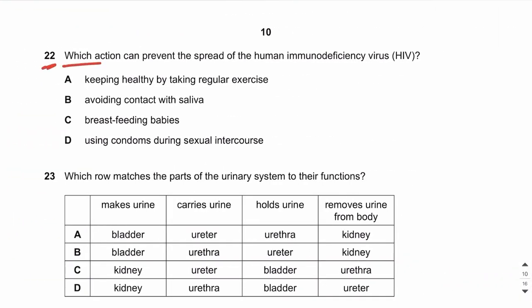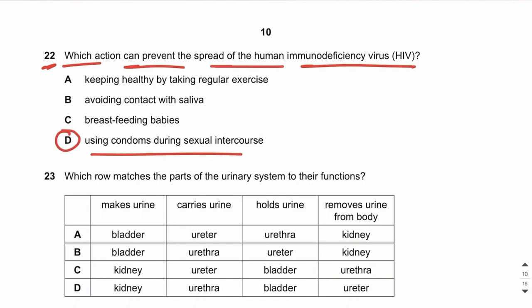Which action can prevent the spread of human immunodeficiency virus, HIV? So guys, you should know that HIV transmission is via sexual intercourse, and the spread of HIV can be prevented by using condoms during sexual intercourse, right? This is the most effective method to prevent the spread of HIV. Let's discuss the other options.